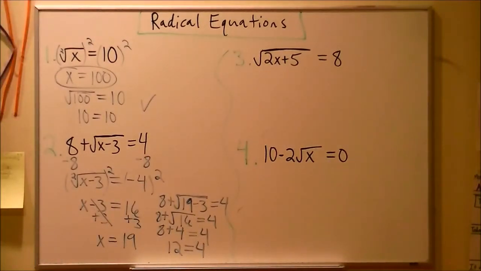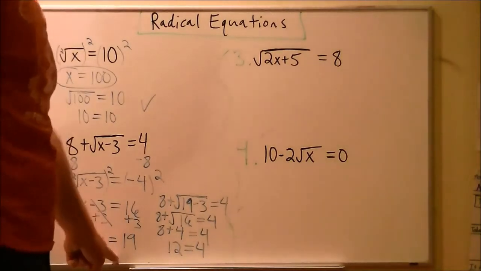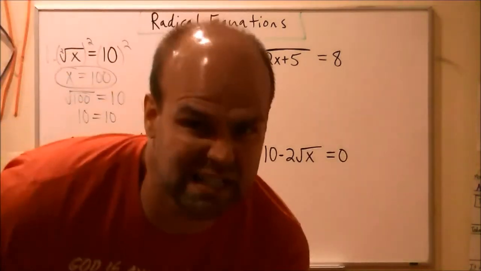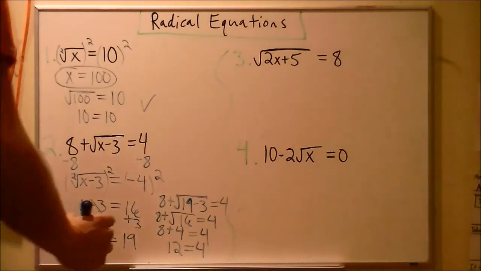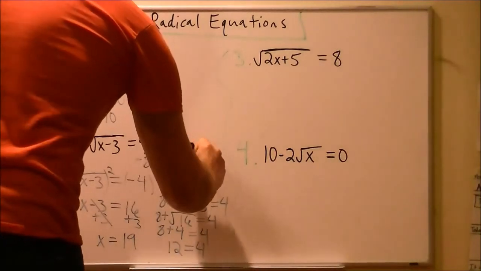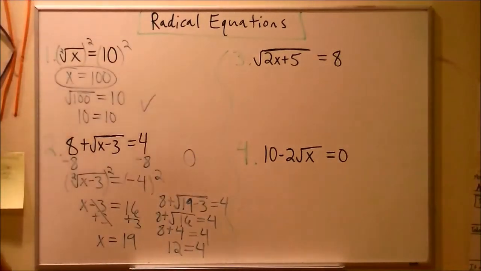So guess what? The 19 that I found x to be is an imposter. It's a bogus number. It's not real. That's not a true answer, and that's why you check.